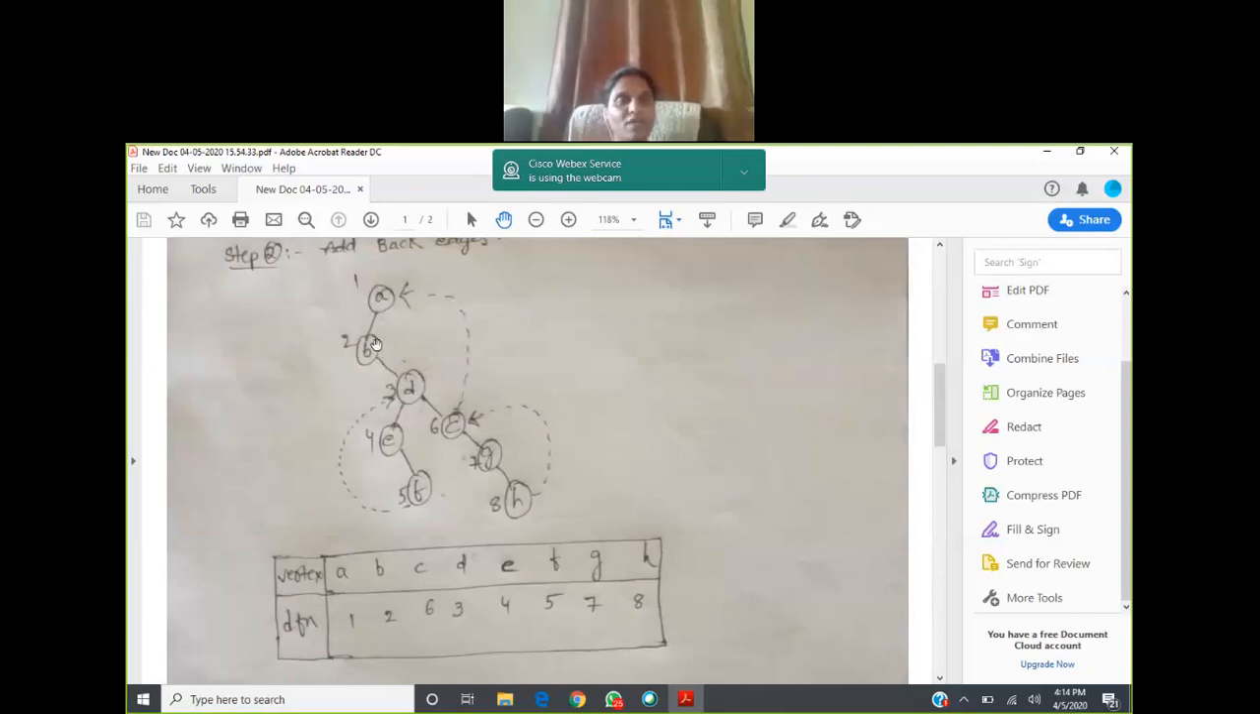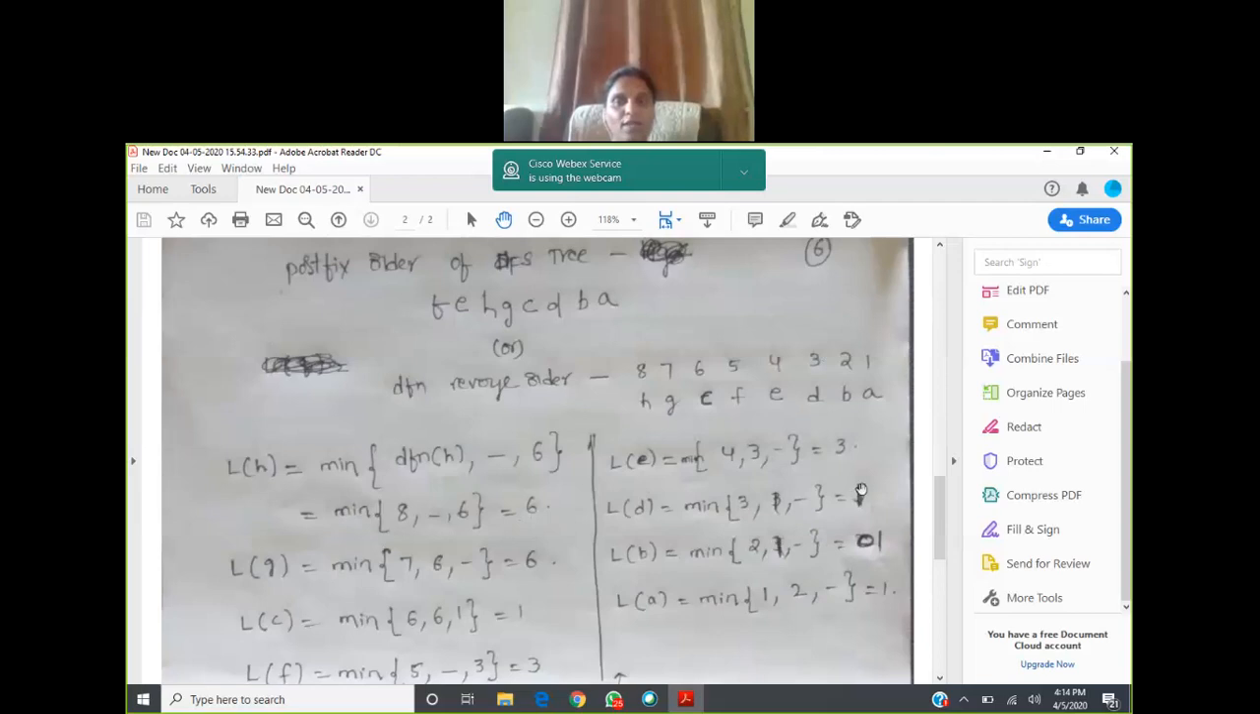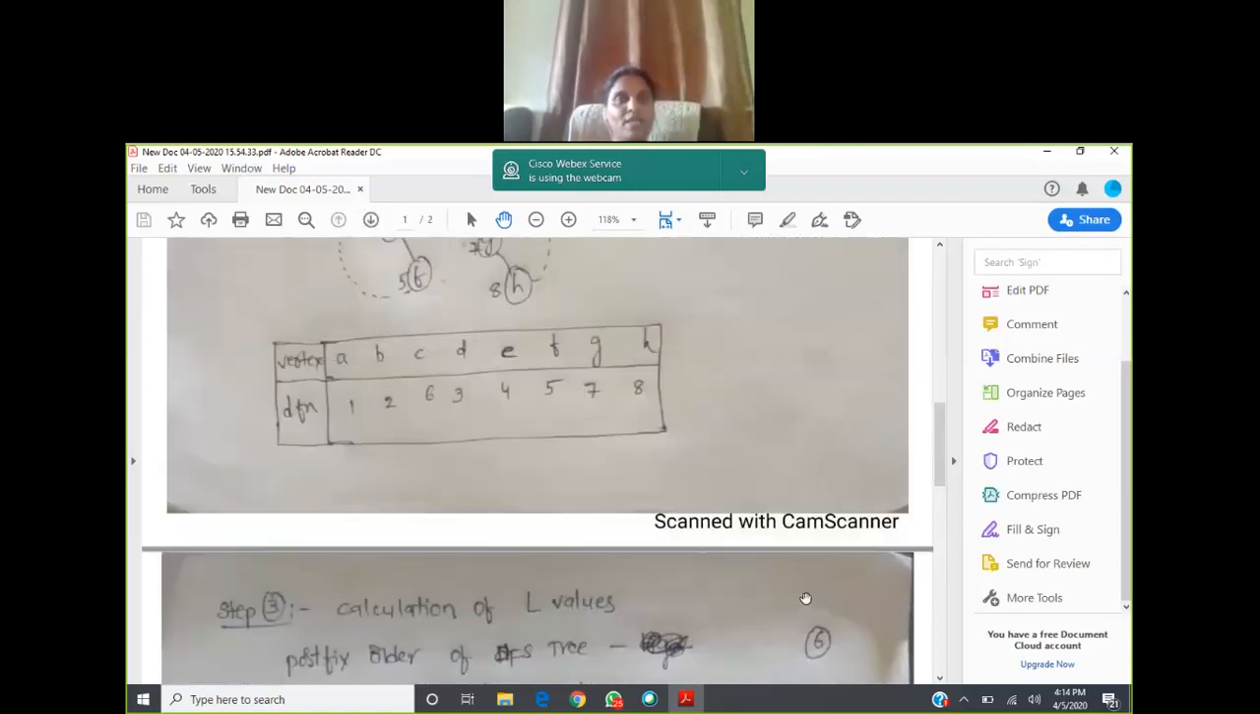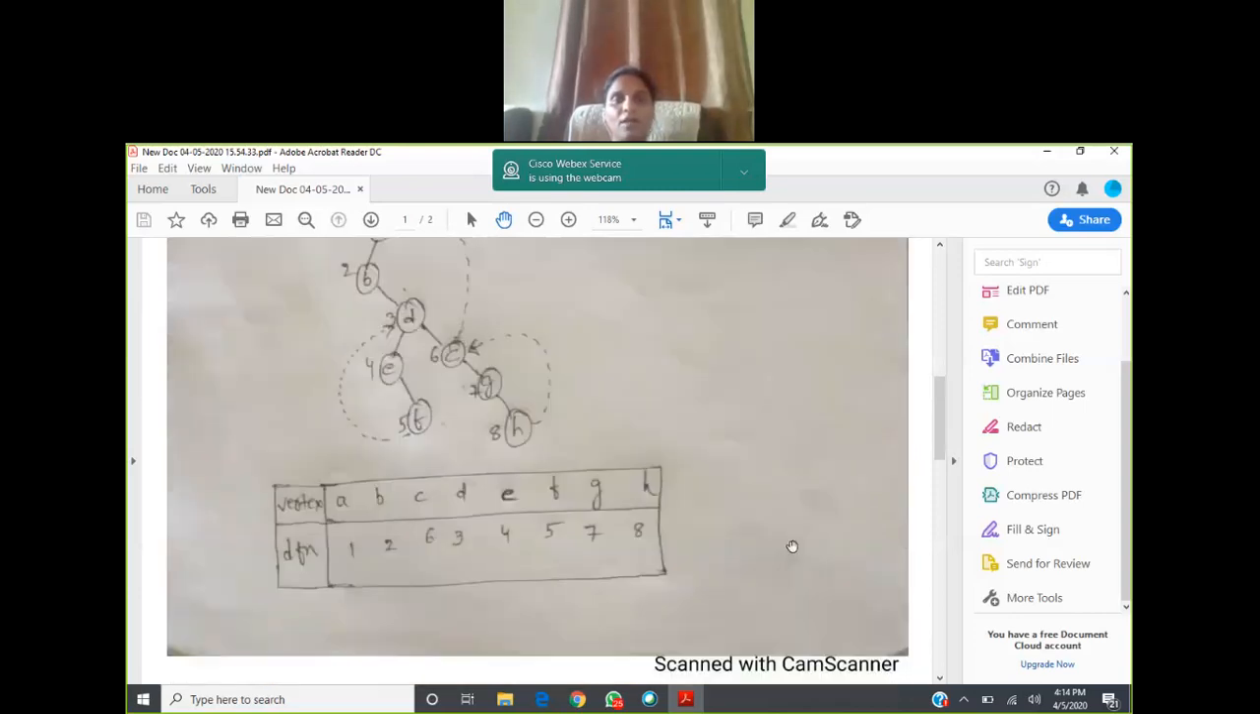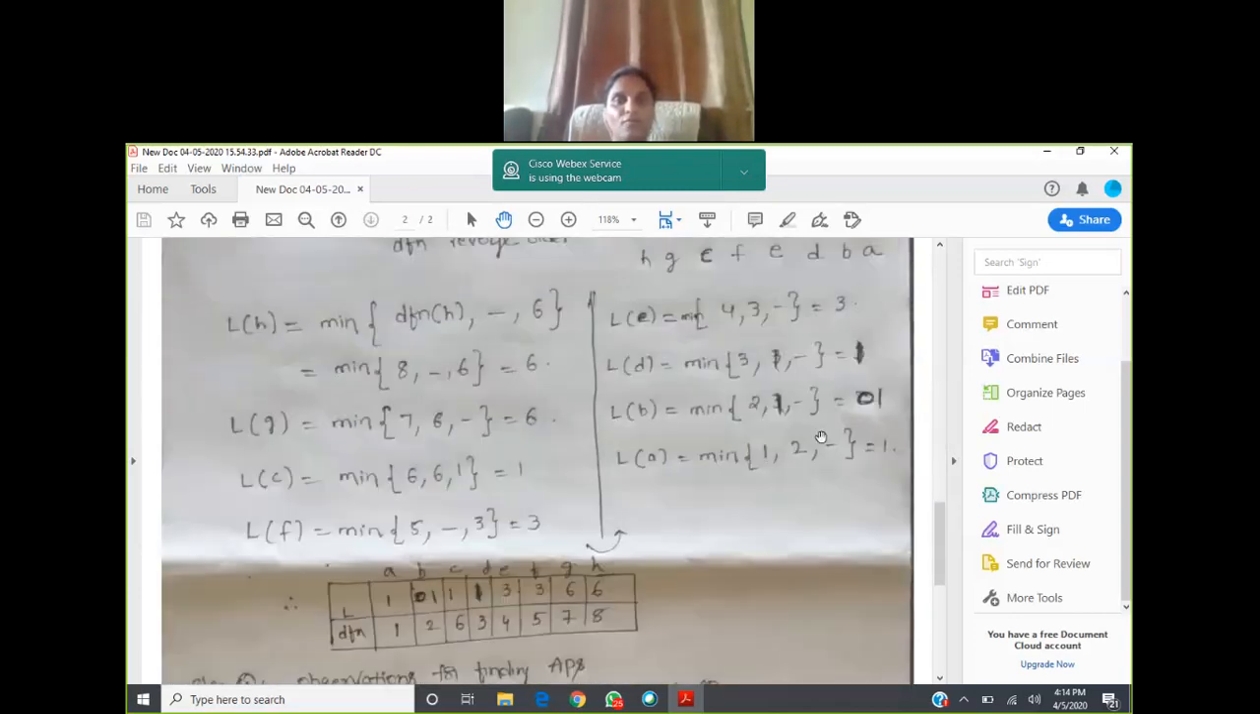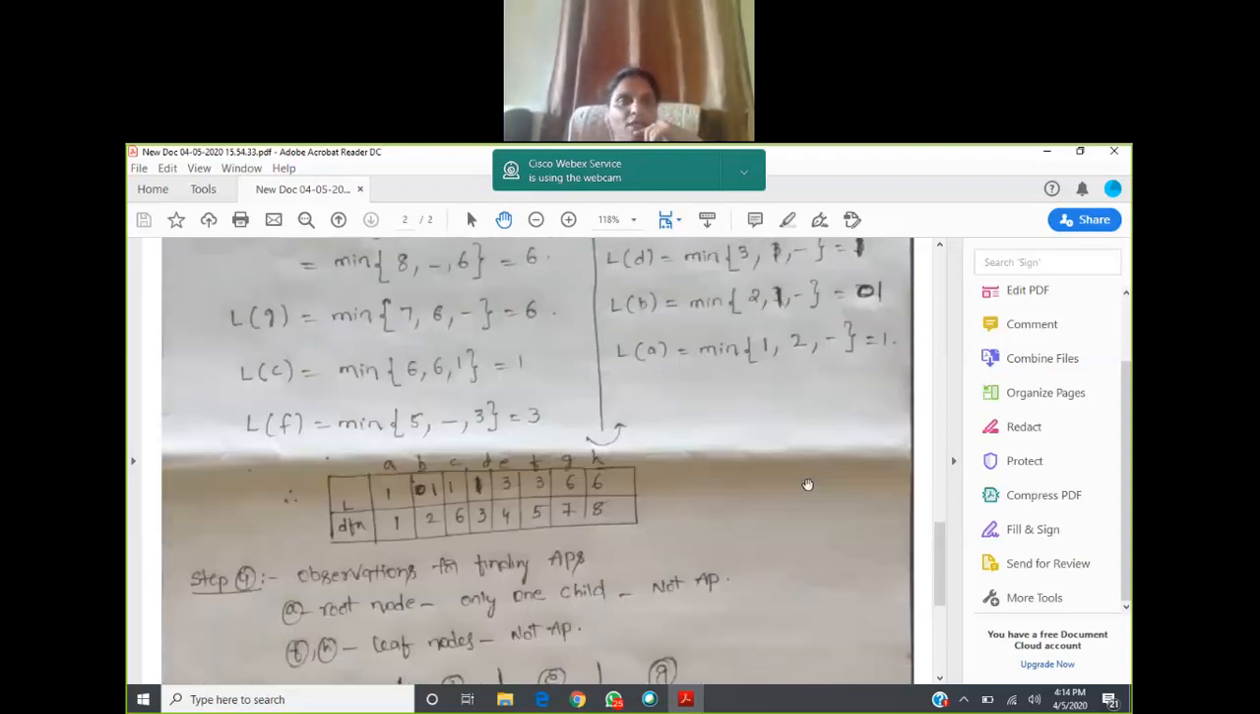Next L value of B, DFN of B is 2 and you are having only one child for vertex B, and L value of D is already calculated here, 1, and there is no back edge. So the minimum is 1. Similarly, find out for A, DFN of A is 1, A having only one child node B. So L value of B is, sorry, here you have to write 1. Dear students, please make a note, change it as 1. The minimum is 1. So these are the L values for the vertices A to H.